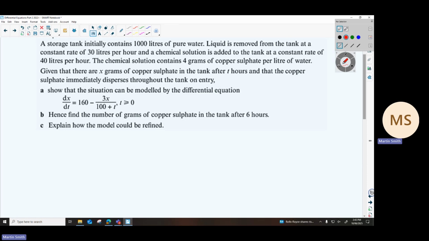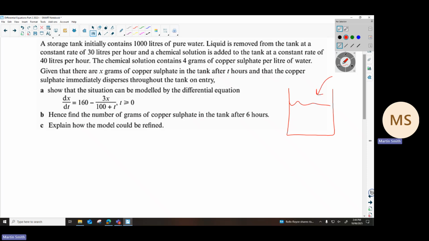I'll try to draw a picture to illustrate what's going on. This is not straightforward, but I should warn you, our exam board do like this kind of question a bit. So we've got the following. A storage tank initially contains 1,000 litres of pure water. Liquid is removed from the tank at a constant rate, 30 litres per hour. So here's my tank.